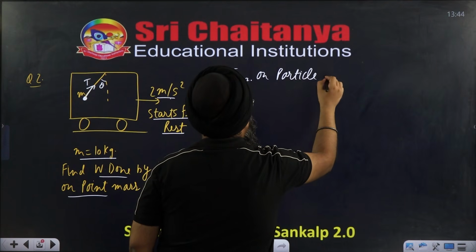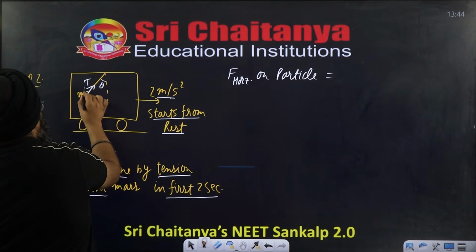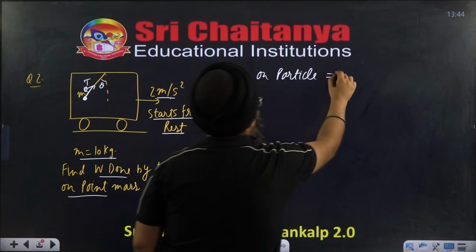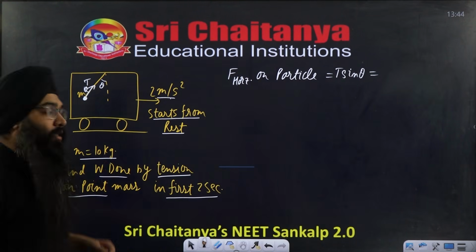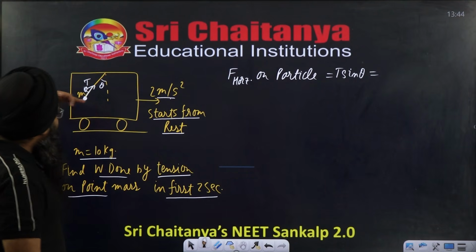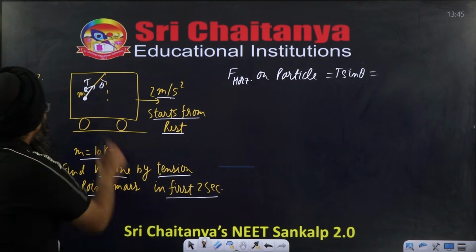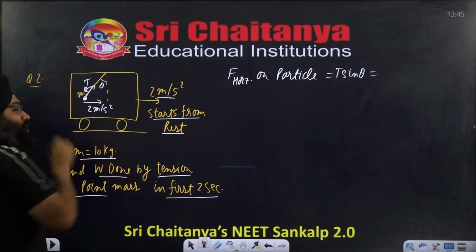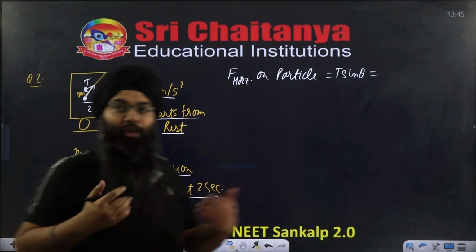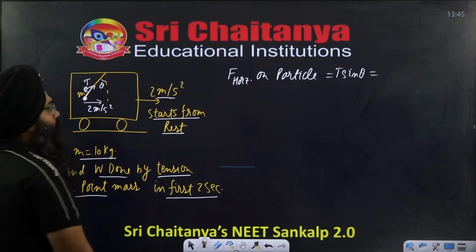The horizontal force on the particle will be nothing but the component of tension. So if this is theta, this will also be theta. So the horizontal force on the particle is T sin theta. But what is that T sin theta doing? That T sin theta is basically providing acceleration to this particle. Whatever is the acceleration of the cart, that has to be the acceleration of the particle also, because with respect to the cart the acceleration of the particle is 0. So with respect to the ground, the acceleration of the particle will be 2 meter per second square.